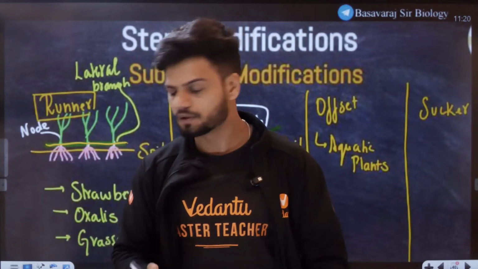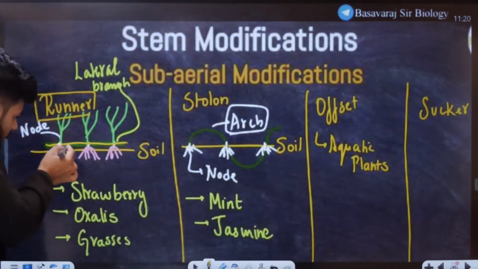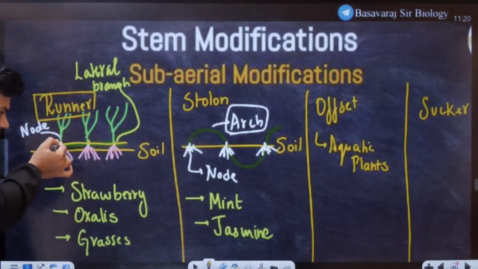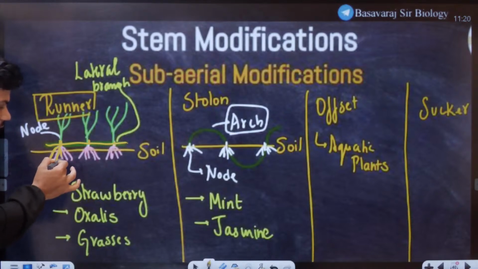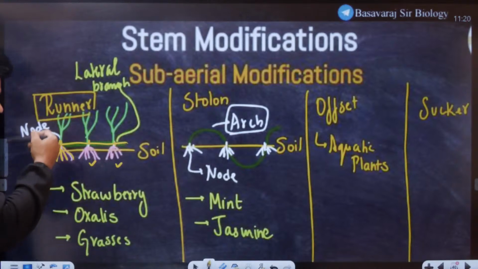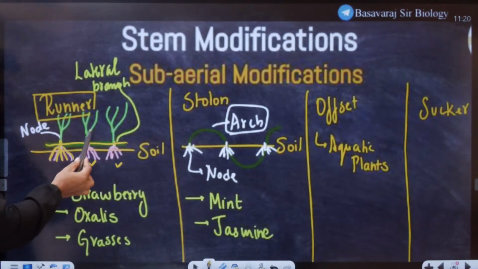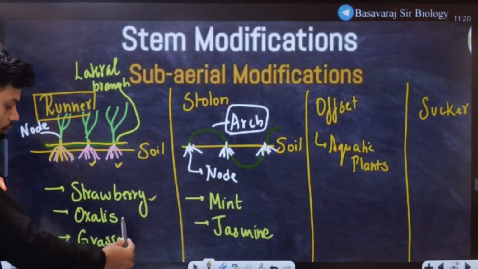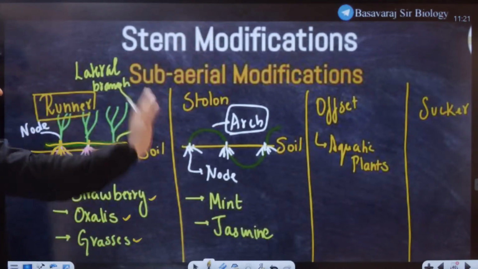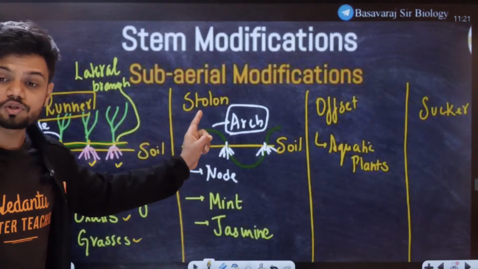Yes, sir, we have nodes. See here. Every single place where there is a node, on every single nodal region, we can see development of adventitious roots on the nodal region. And also at the nodal region, we can see development of shoot also. Examples are strawberry, oxalis, grasses. That is runner. It will keep on running like this.